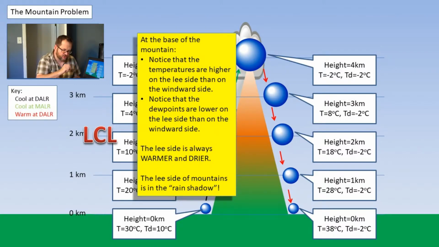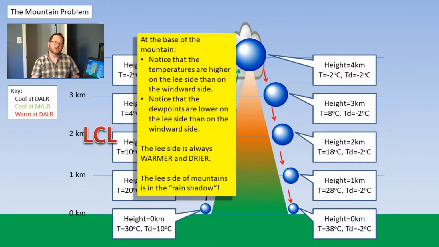On the windward side of the mountain, the dew point was 10 degrees Celsius. On the lee side of the mountain, the dew point is negative 2 degrees Celsius. Dew point, remember, is a measure of the amount of water vapor in the air. So apparently, the air on the lee side is drier, and the air on the windward side is more moist. It will always be that way. The lee side will always be drier, warmer, but drier.